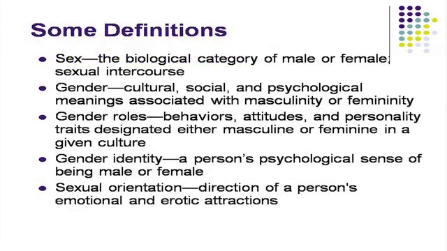Then some definitions. Sex is the biological category of male or female, or sexual intercourse. Gender is the cultural, social, and psychological meanings associated with masculinity or femininity. So they are different. Sex is biologically oriented. Gender is a social concept. Gender roles: behaviors, attitudes, and personality traits designated either masculine or feminine in a given culture. Gender identity: a person's psychological sense of being male or female. And sexual orientation: direction of a person's emotional and erotic attractions. Those are the definitions, all right?